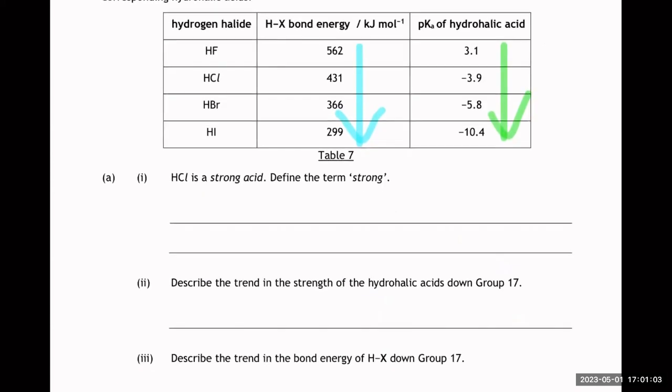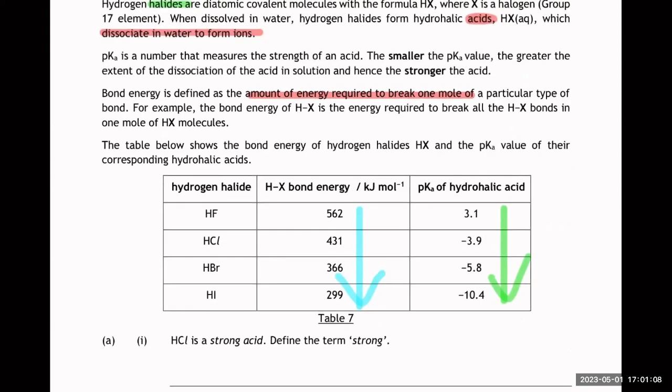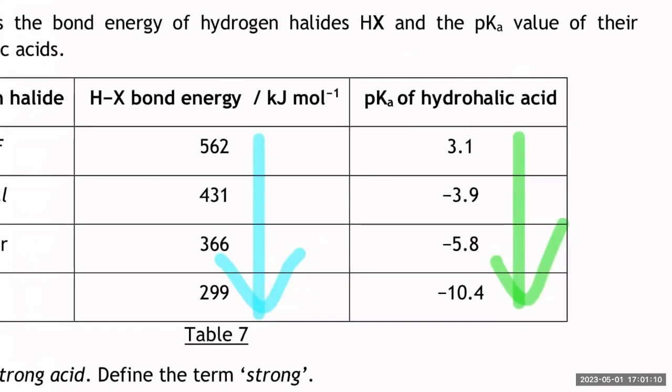So what we just did over here is just 2 and 3, right? Just 2 and 3 over here. So we're looking at the trends over here. The greater the bond energy, the more the H and the X want to stay together.